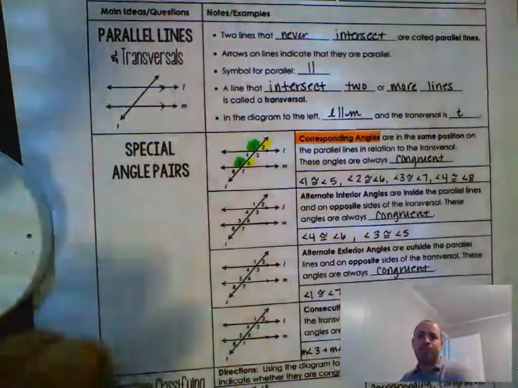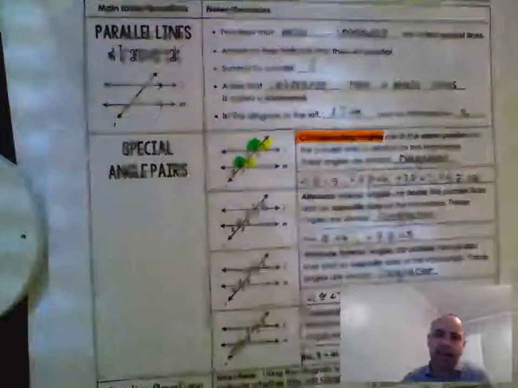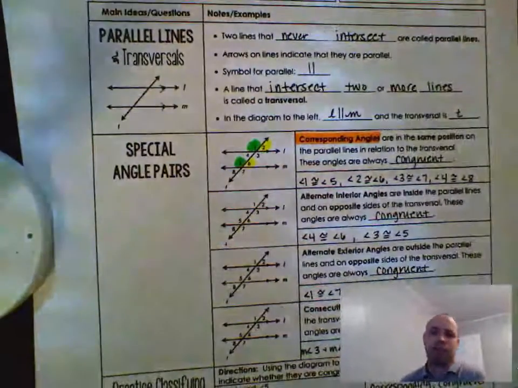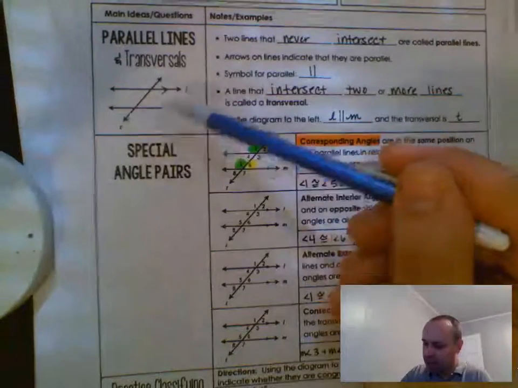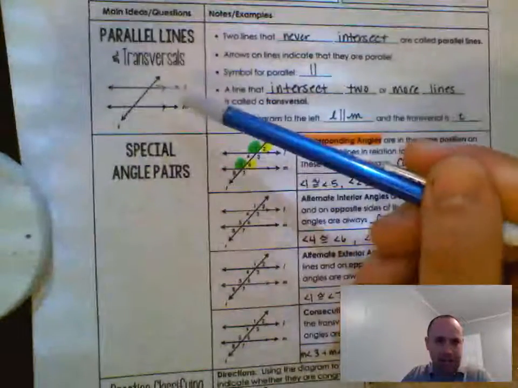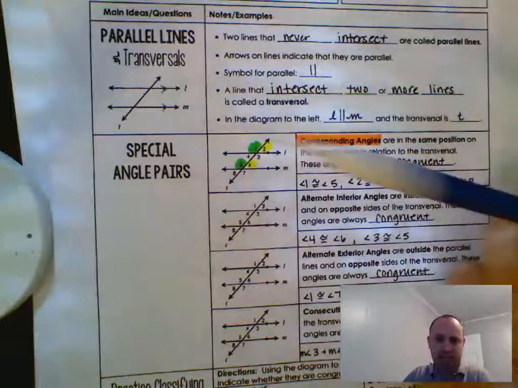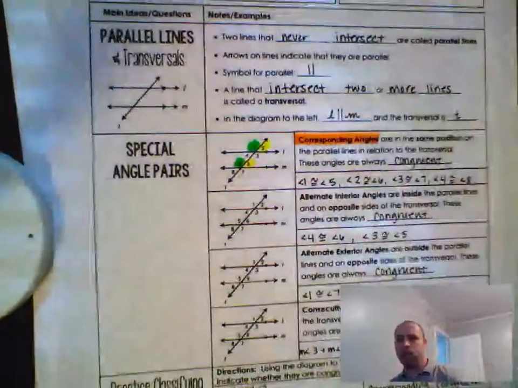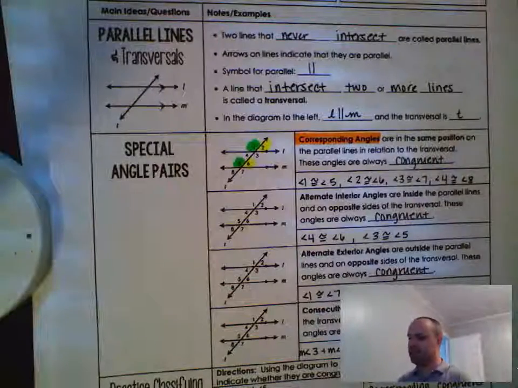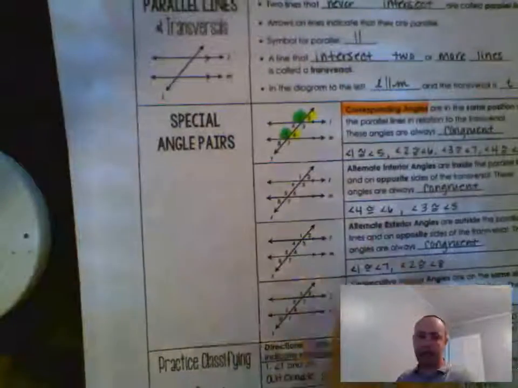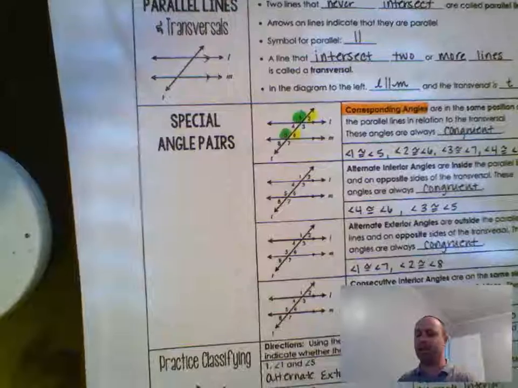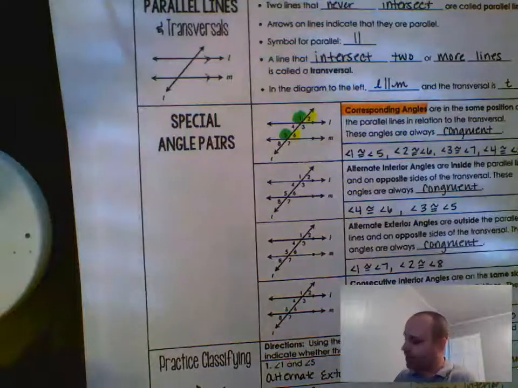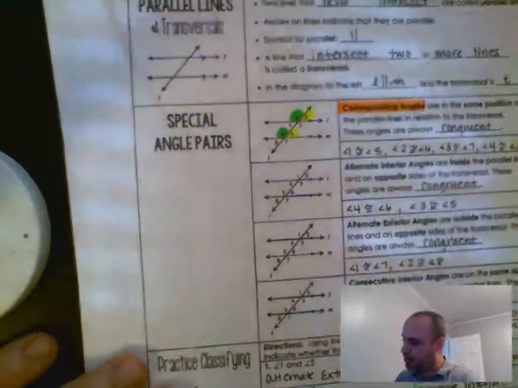Okay, now there's something else. A line that intersects two or more lines is called a transversal. So in this case, this line here, that's a transversal line. It's labeled T. Now there's four different types of angles you're going to need to know today. And I would very highly suggest taking notes on these because I don't think you'll remember these too well if you don't take notes.